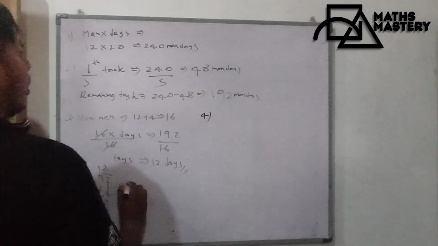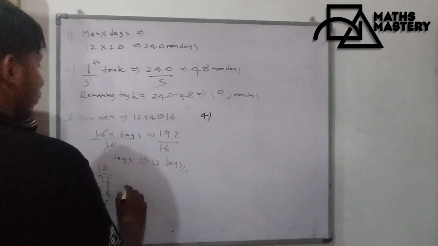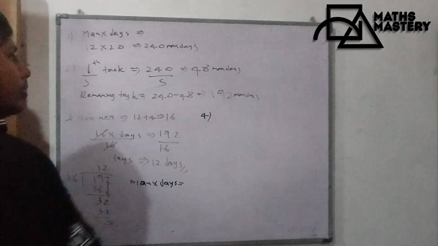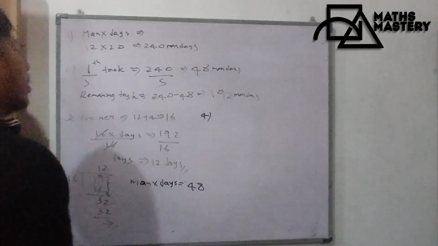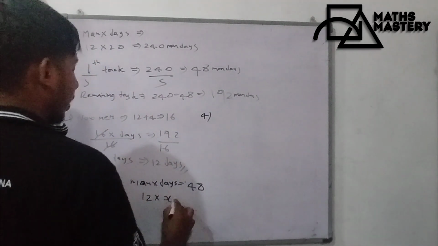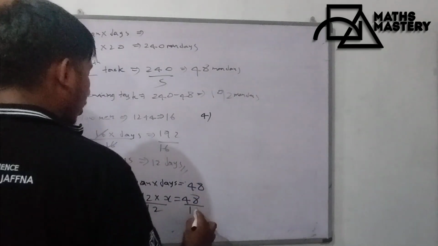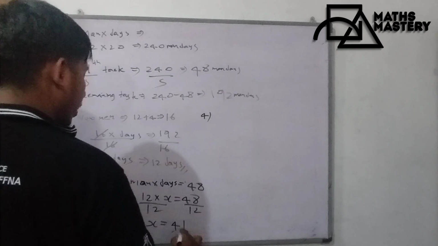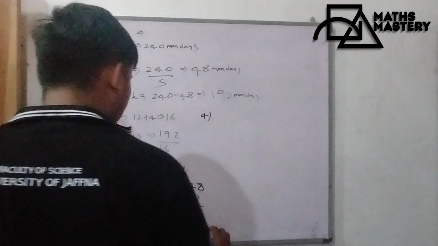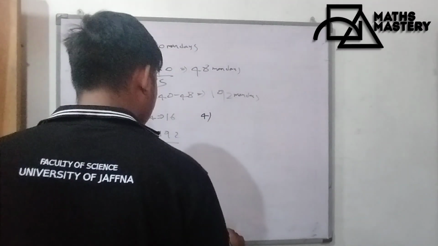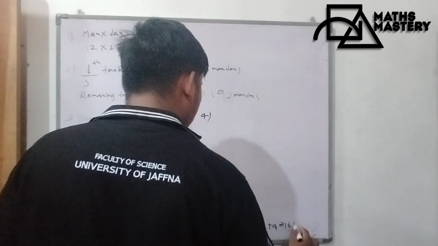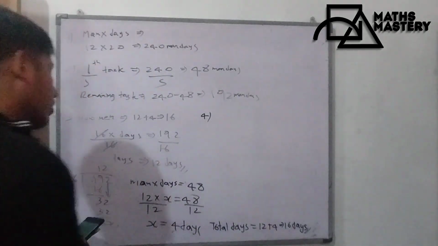Let's find that first. Man into days is equal to 48. You know the men which was used, which is 12 people, times the number of days, which is 48. You divide by 12. If you divide it by 12, you'll get x is equal to 4 days. So altogether, 12 days and 4 days they had taken to complete this entire task. Total days equal 12 plus 4. The answer is 16 days. So that is also done.